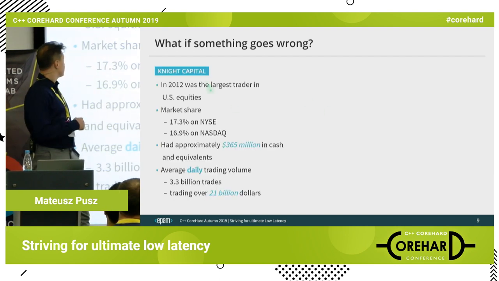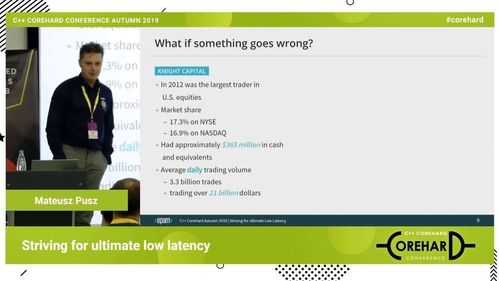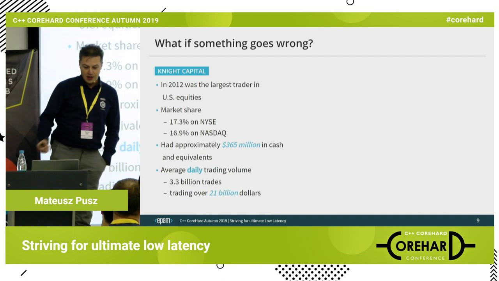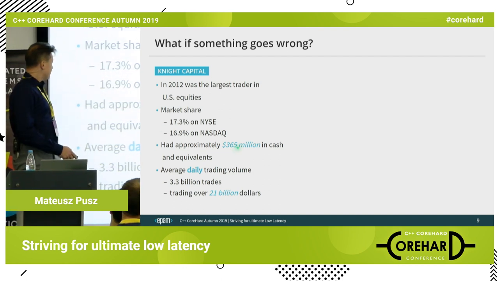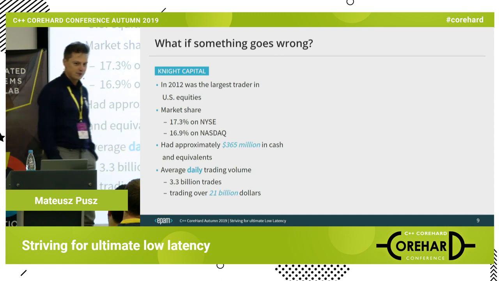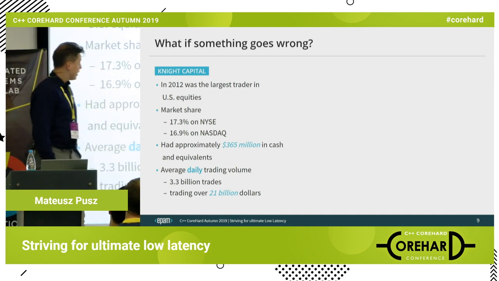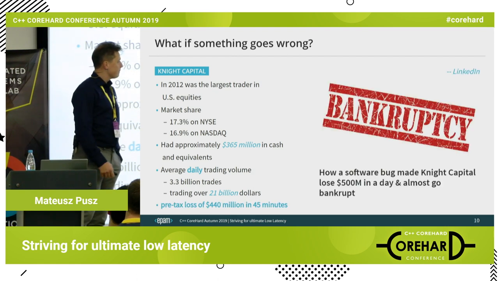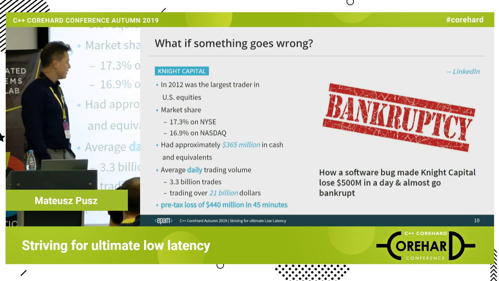There is a famous example of Knight Capital, which was one of the biggest players on the market in 2012. It had 17% of market share on Nasdaq or New York Stock Exchange. It was worth at this time about $365 million. And the daily trading volume of this company alone was $21 billion, so much, much more than they own by themselves. And due to some unfortunate issues and events that happened, they nearly went out of the market in 45 minutes.